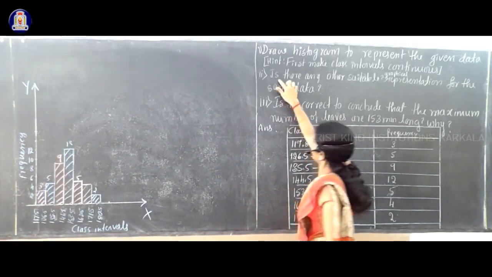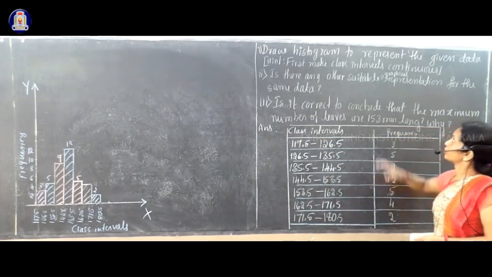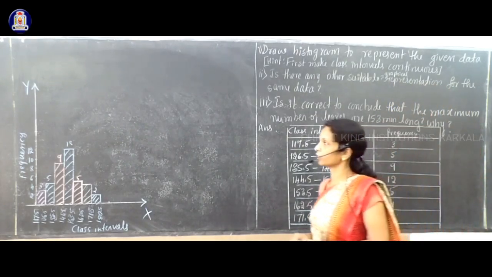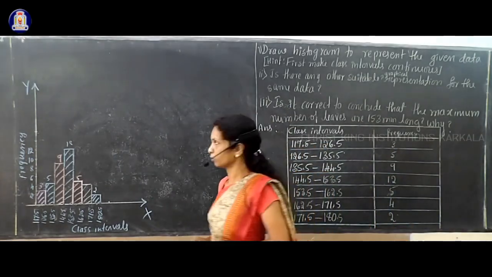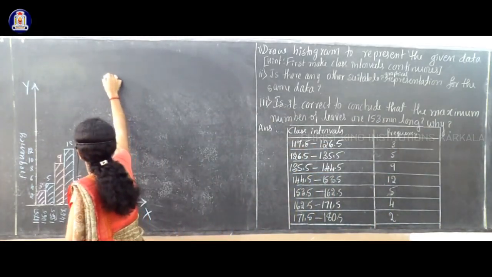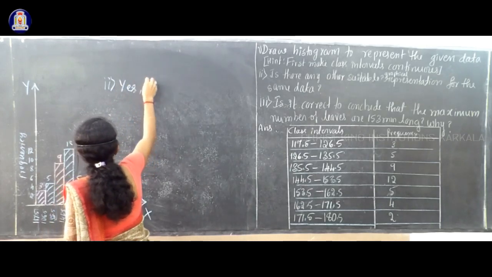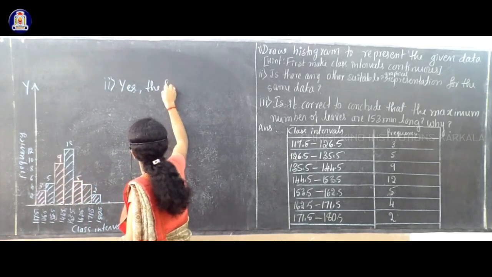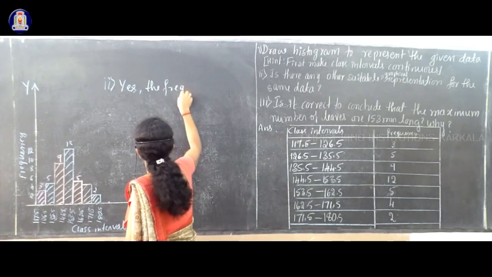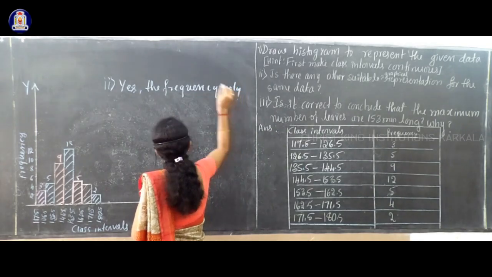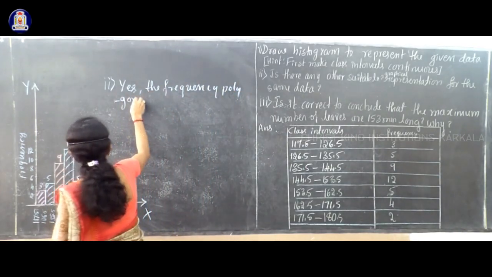Next you have to answer the second one and the third one. Second one: is there any other suitable graphical representation for the same data? Yes, we have, that is a frequency polygon. So the answer for the second one is the frequency polygon.